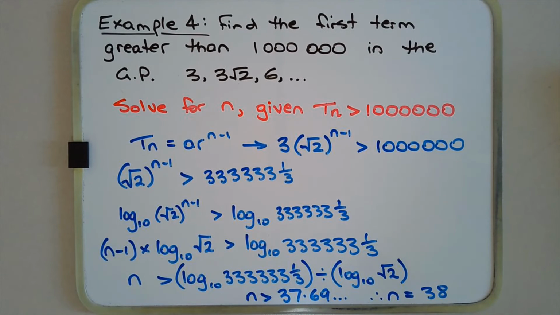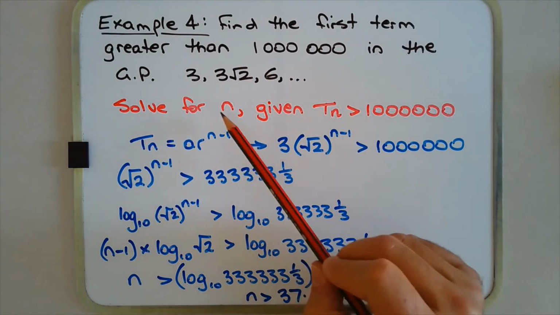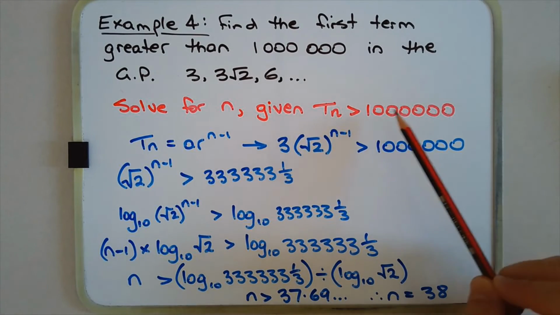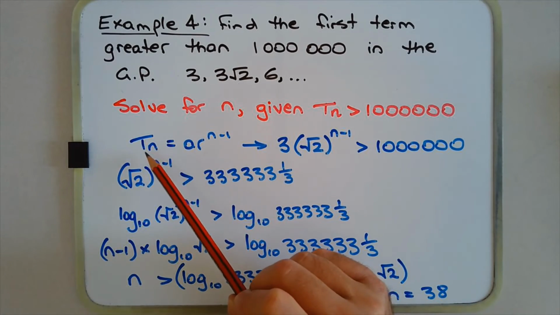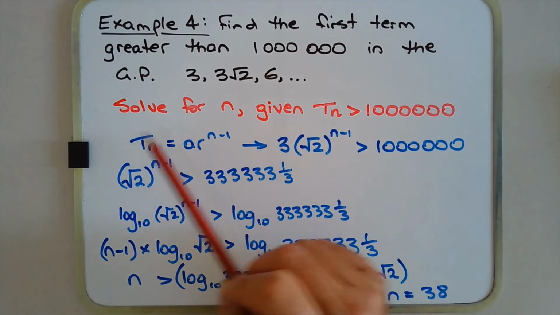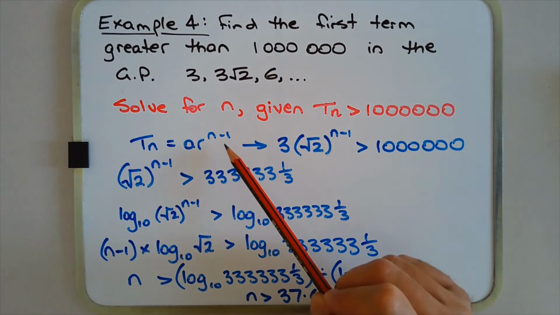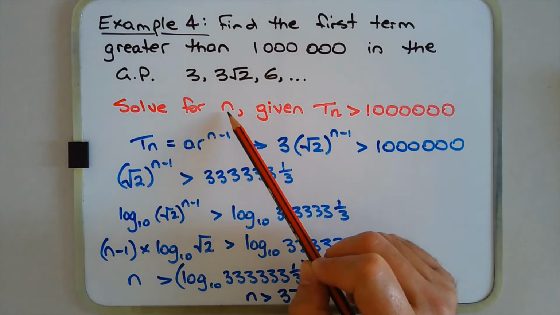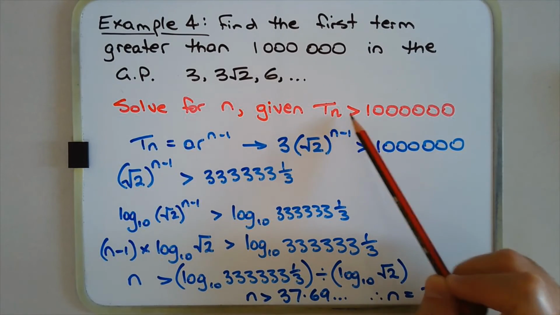Example 4. Find the first term greater than 1 million in the GP 3, 3 root 2, 6, and so on. So we're going to solve for n, given that Tn is greater than 1 million in the formula Tn equals AR to the power of n minus 1. So this is the formula for the nth term of a geometric progression, but we want to find the smallest n such that Tn is greater than 1 million.